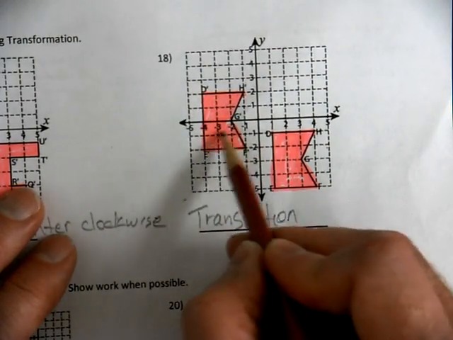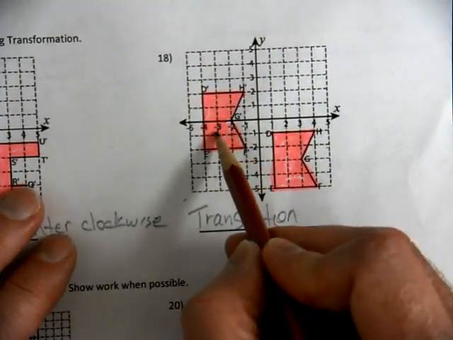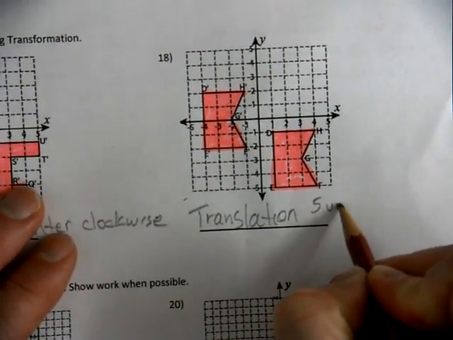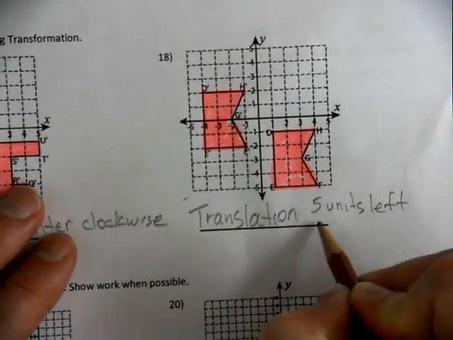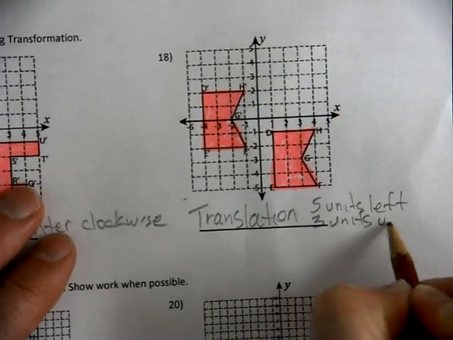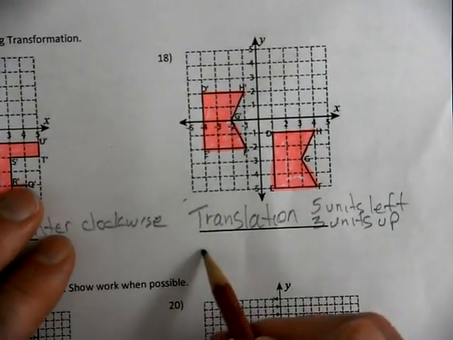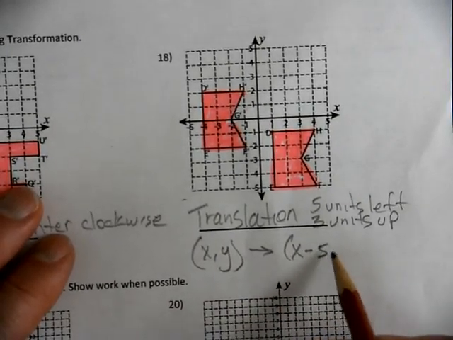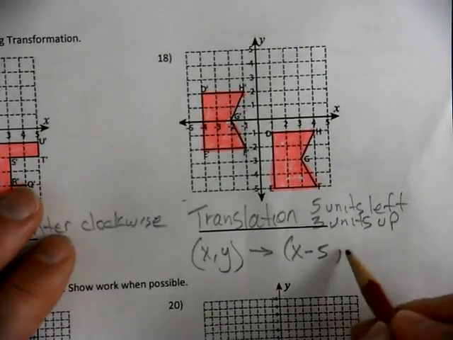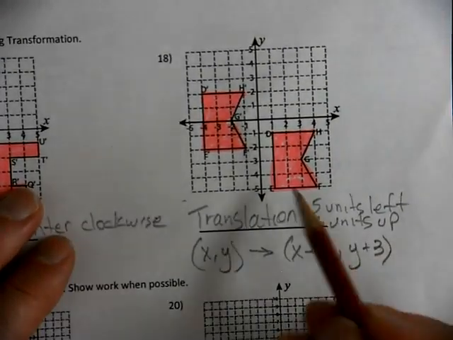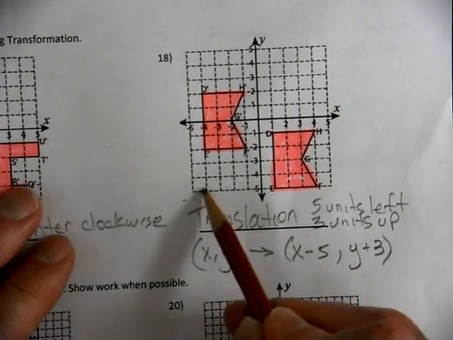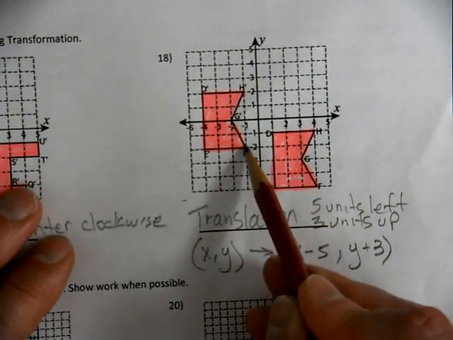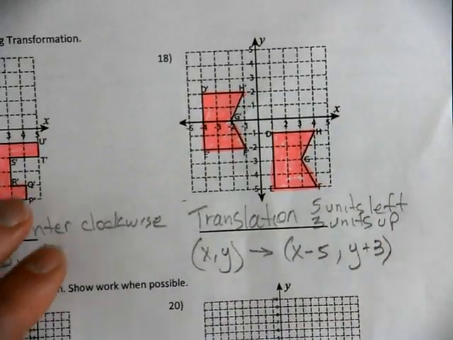2, 3 up. From D to get to D prime, 1, 2, 3, 4, 5, 1, 2, 3. So we're going 5 units left, 3 units up. The rule for that is we are subtracting 5, so we can go 5 left, and we're adding 3 to every spot. Even the E, 1, 2, 3, 4, 5, 1, 2, 3. Even the F, 1, 2, 3, 4, 5, 1, 2, 3. And the G and the H.